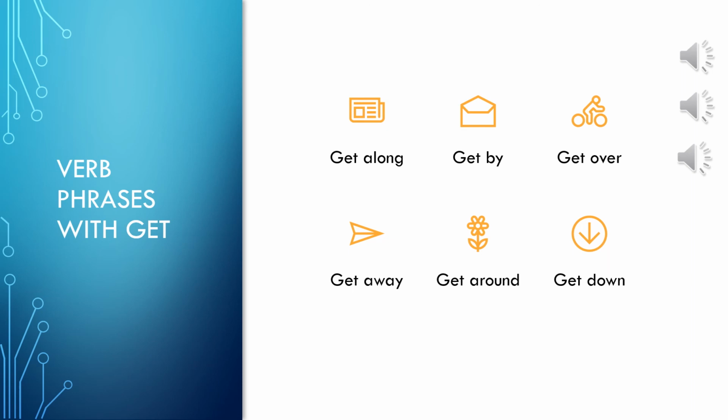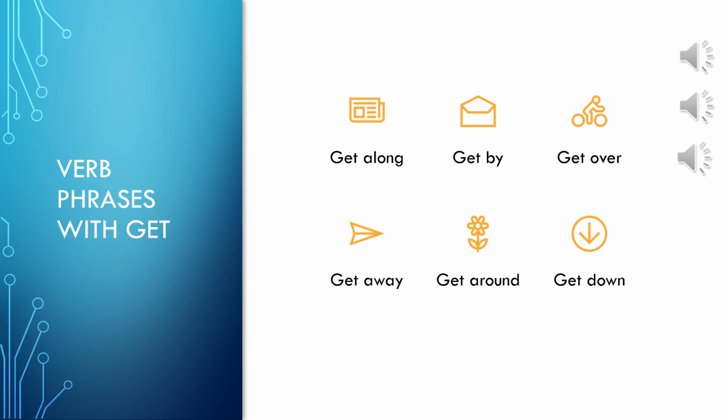Next word is get around. Get around is again a phrasal verb, and it means to move from place to place. When you move from place to place, that means you get around. So, my aunt doesn't have a car, so she gets around by bicycle.